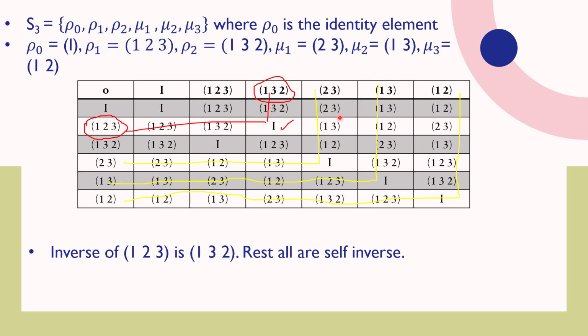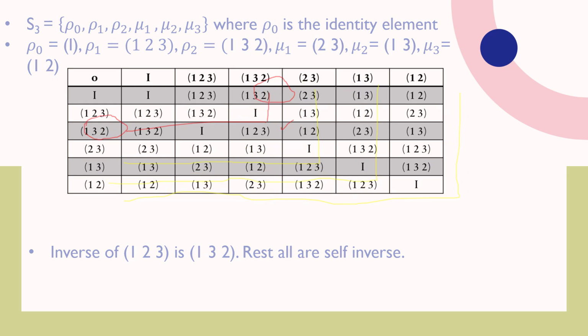Or in other words, these are transpositions, because the length of the cycle is 2, right? So the transpositions are self inverse. Or you can also say another thing. In the previous video we saw what even and odd permutations are. This is a transposition, and every transposition is an odd permutation. So the odd permutations of S3 are self inverse, and the even permutations are inverses of each other. So this is what you infer from the Cayley's table.